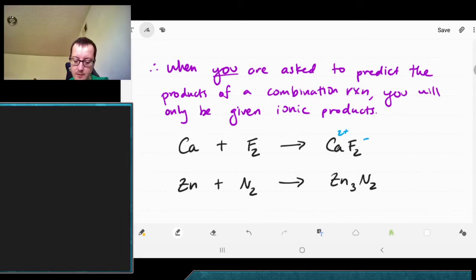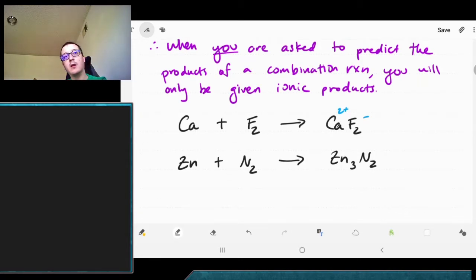All right. So any questions on combinations? These are pretty simple, not too crazy reactions.